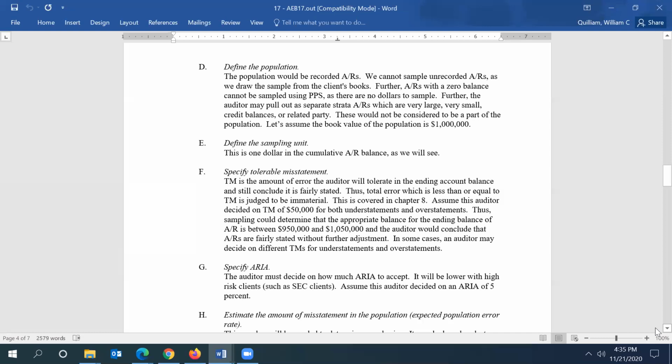But anyway, for us, let's assume this auditor is deciding upon a tolerable misstatement of $50,000 for both understatements and overstatements. Thus, sampling could determine that the appropriate balance for the ending balance of accounts receivable is between $950,000 and $1,050,000, and the auditor would still conclude that accounts receivable are fairly stated without further adjustment. So as long as we're within $50,000 of that book value of $1 million, we say things are okay. Population is fairly stated. Now, in some cases, the auditor could decide upon different tolerable misstatements for understatements and for overstatements.